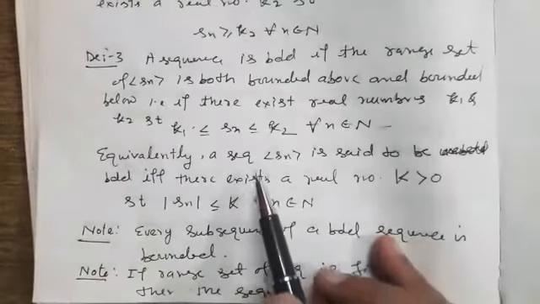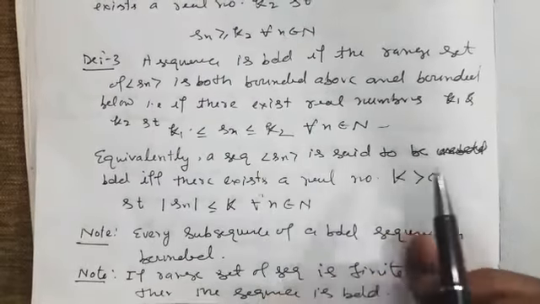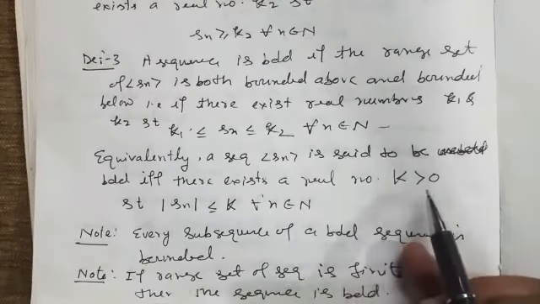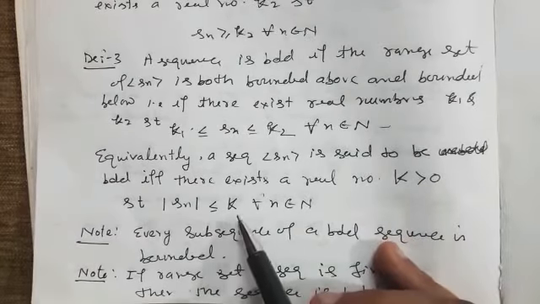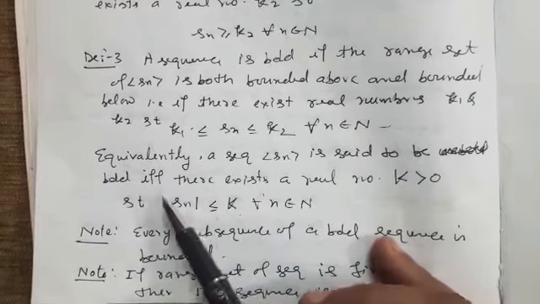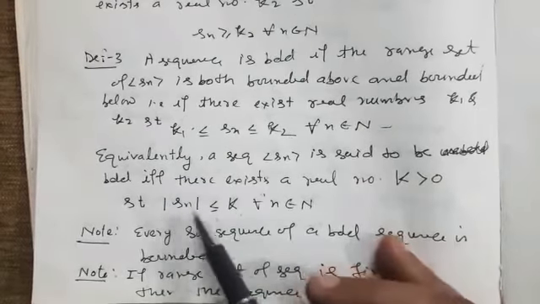A similar definition of boundedness of a sequence: a sequence is said to be bounded if and only if there exists a positive real number k such that mod of Sn is less than or equal to k. If you want to show the given sequence is bounded, you can use this definition or this definition.